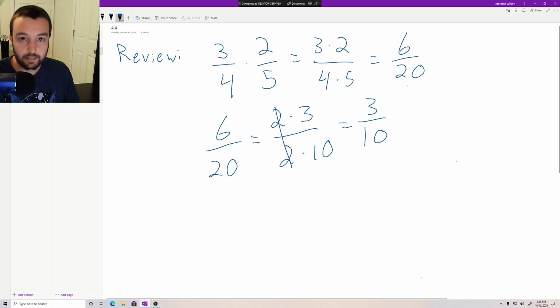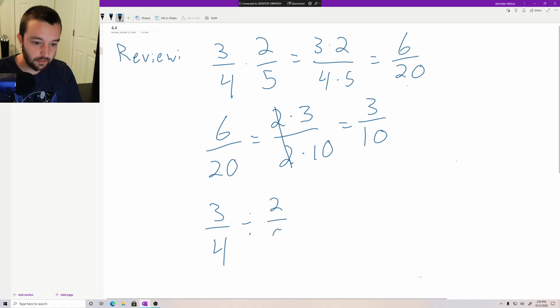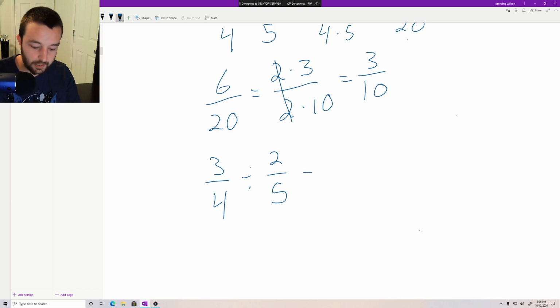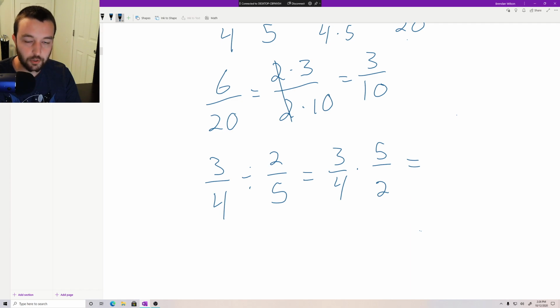The other thing was dividing fractions. Okay, so let's see, 3/4 divided by 2/5. So this is where we want to do the same change flip. Okay, so we leave the first one the same. We change the division to multiplication, and we flip the second fraction. Okay, so we take the reciprocal of it.